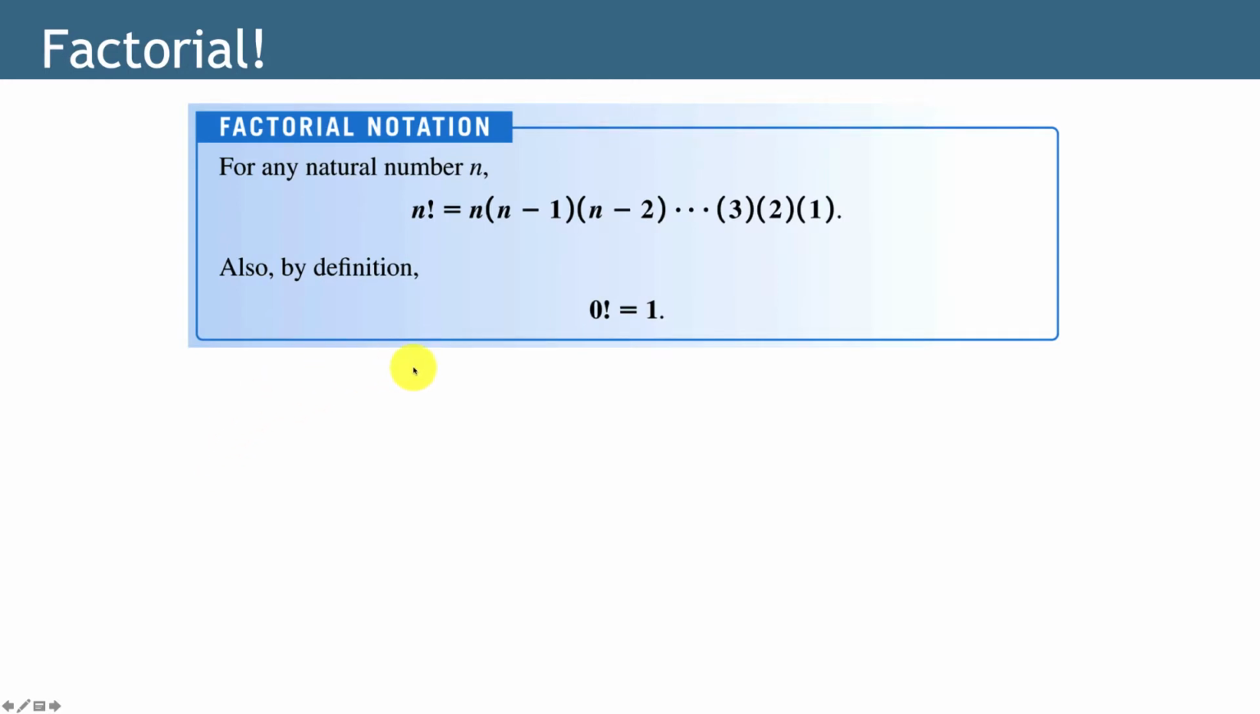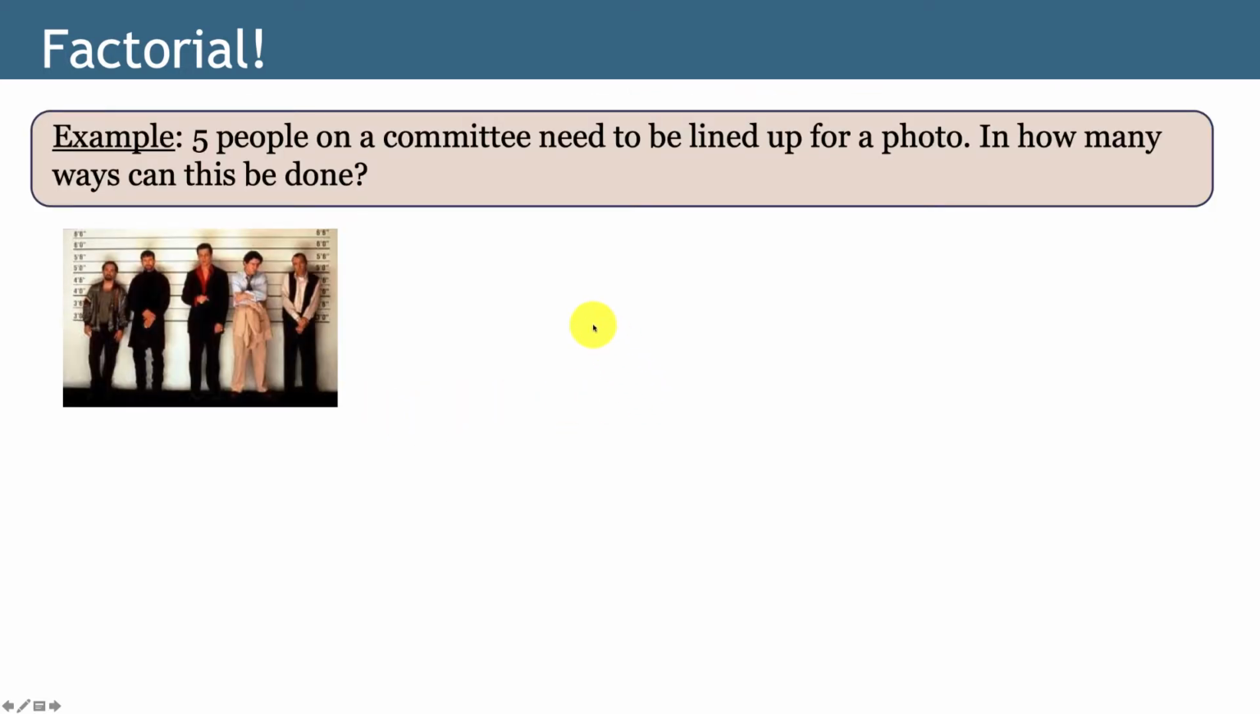Now, a shortcut that comes up a lot is this factorial. So this exclamation is called a factorial, and what that means is you multiply the numbers down to 1. So 5 factorial, for example, would be 5 times 4 times 3 times 2 times 1. Which works really nice in this example, because if I have 5 people and I want to line them up for a photo, how many ways can that be done? Well, this guy right here, he could be the first one in line, or actually we could have rearranged them to be second or third or fourth or fifth.